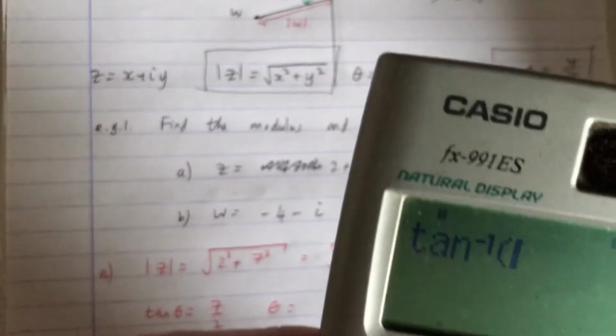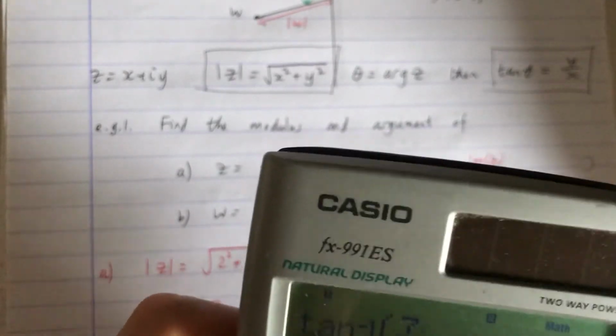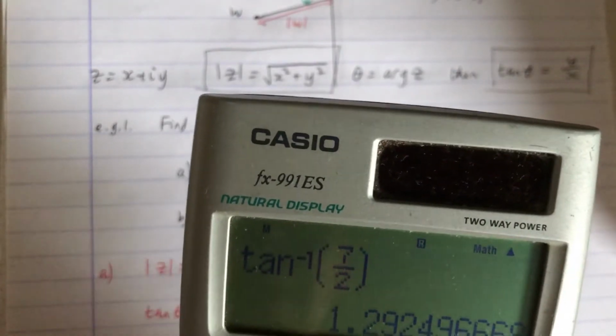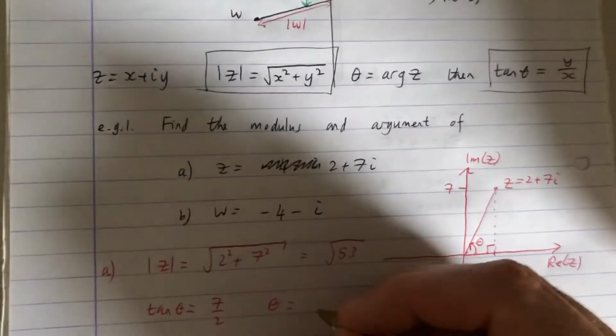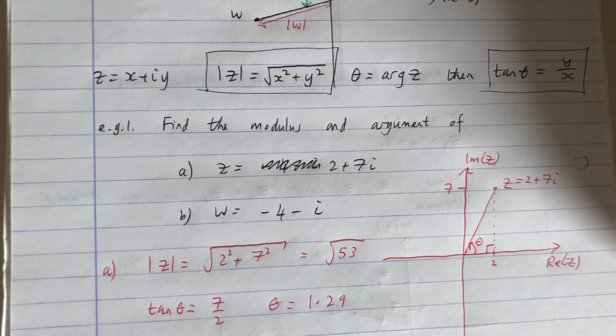The calculator should default into radian mode. They would have to explicitly say degrees in the question for you to switch to degree mode. So it's 1.29 radians. Don't really need a unit for radians. That would be it.